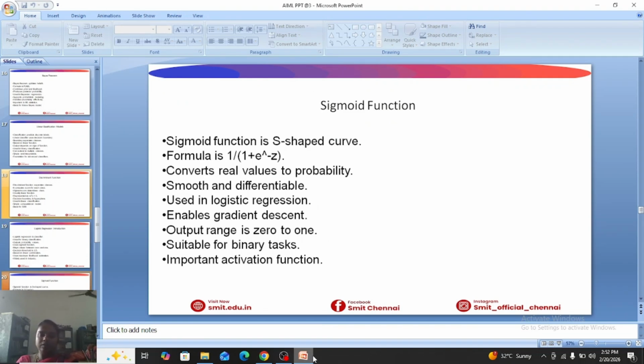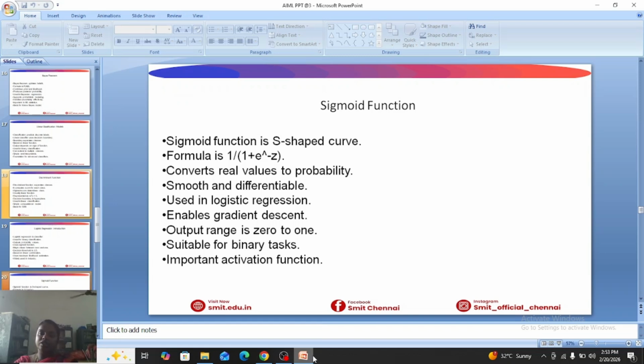Moving on to the sigmoid function. It's also called the logistic function, which gives the output in an S-shaped curve. It is a mathematical function that converts any real-valued number to a value between 0 and 1. Widely used in logistic regression and neural networks. The mathematical formula is sigma of z equal to 1 by 1 plus e power minus z.